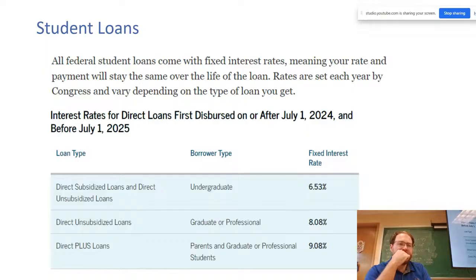Okay. So this gets us to a type of loan that you probably have to deal with to some degree. Student loans. There are federal ones that come directly from the government. They're direct subsidized and direct unsubsidized. There might be a PLUS loan there, but they have fixed interest rates associated with them.